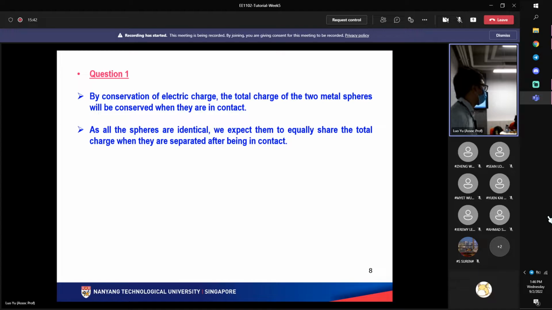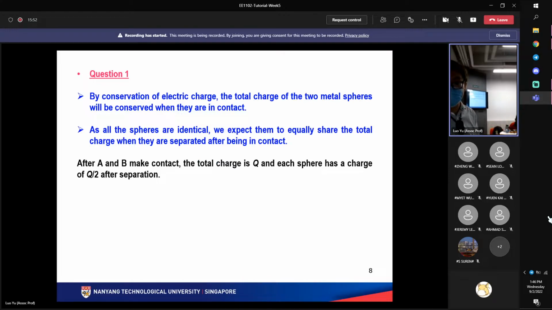How much charge? Very good, yes. Half on A, half on B, right? So now A and B both have Q/2. C there. Now okay, now the second step, so you can say both A and B have Q/2.